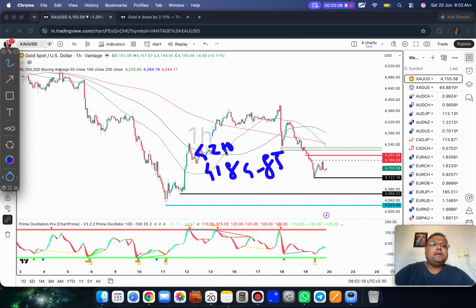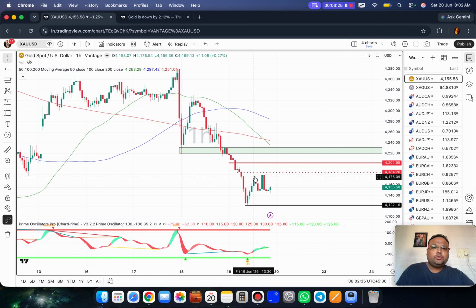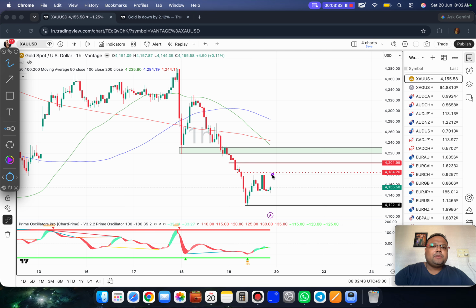On Monday, there is a possibility that the market will be heading towards 4200. Why? Because the market has already tested this particular zone, the dotted line that you see here, two times already. So in the next attempt, for example, after the market opening, if gold starts going up, there's a possibility that instead of this particular zone, the market will be heading towards 4200, the red line that you see here. So 4200 is the first resistance.